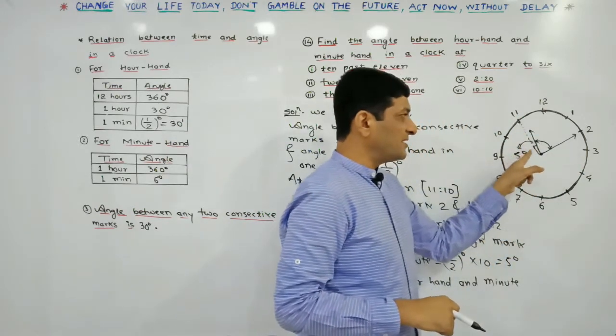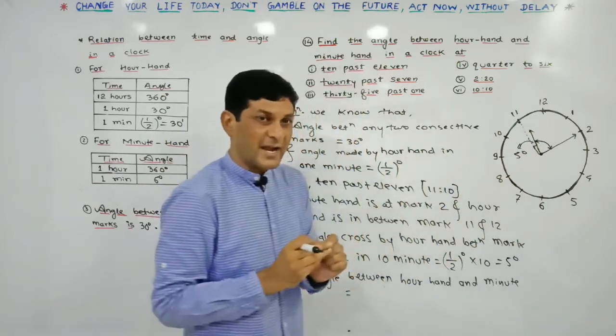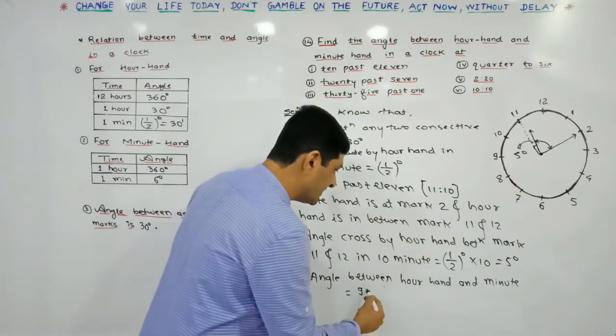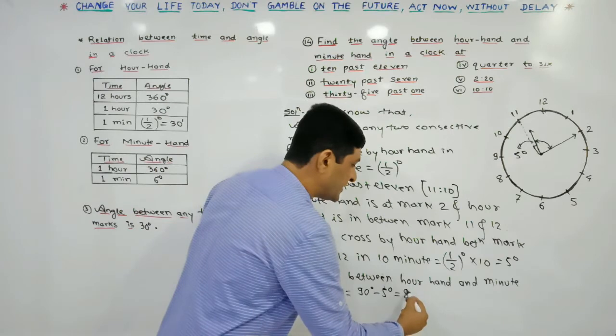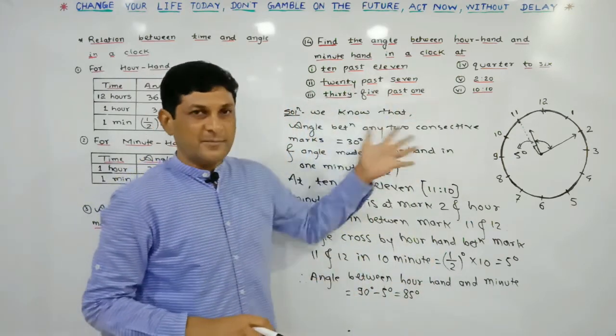So this total angle is equal to 90 degrees. From this 90 degrees, just subtract this angle of 5 degrees, which is crossed by the hour hand in 10 minutes. So what we will get here? 90 degrees minus 5 degrees will be equal to 85 degrees. Using this method, we have to solve all the remaining examples.